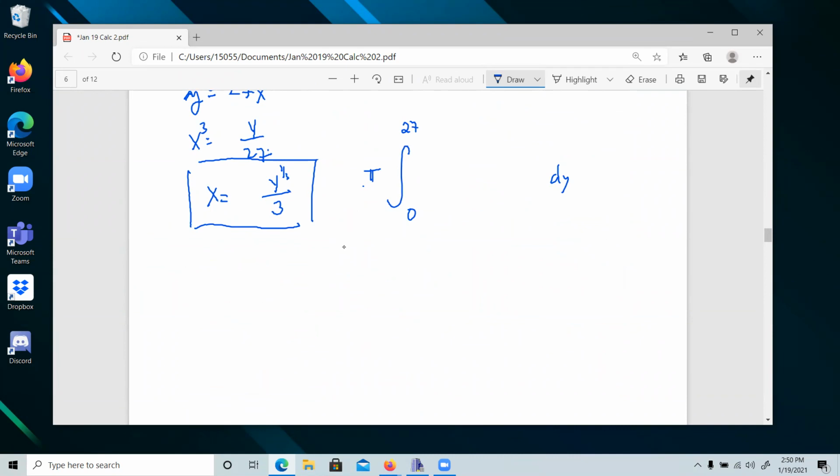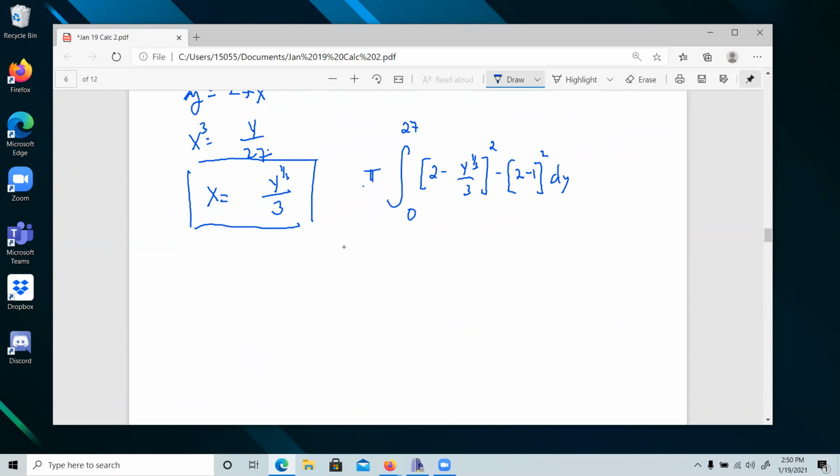Y's are going from 0 to 27. And what's my outside radius? That was 2 minus, right? y to the 1/3 over 3, squared. Again, delightful. This one's nice. All right, it's 2 minus 1.